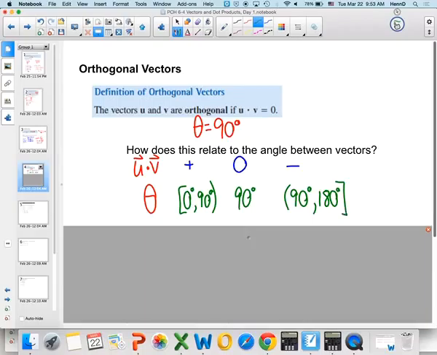Does it include 180? Can you have an angle like that? Yeah, they could be going exactly opposite directions. The dot product u dot v would be negative, and it would end up being the opposite of the product of the magnitudes. So you'd have cosine theta equals negative 1. Okay?